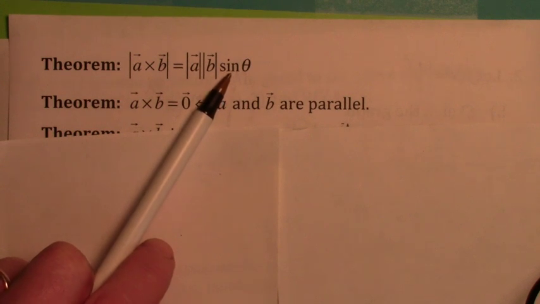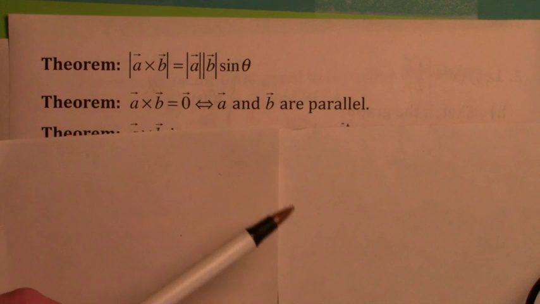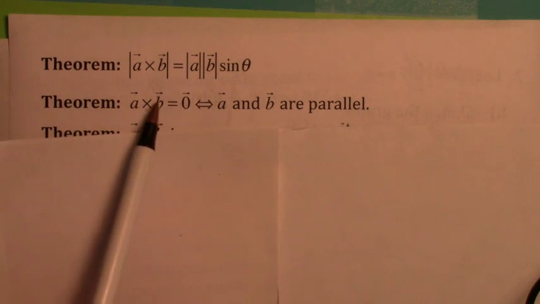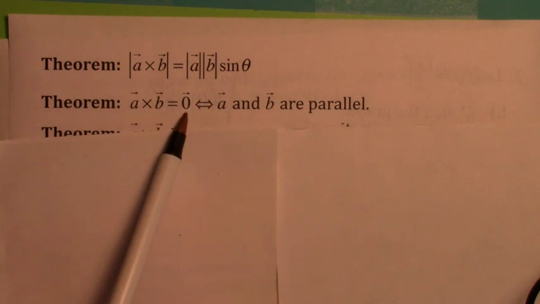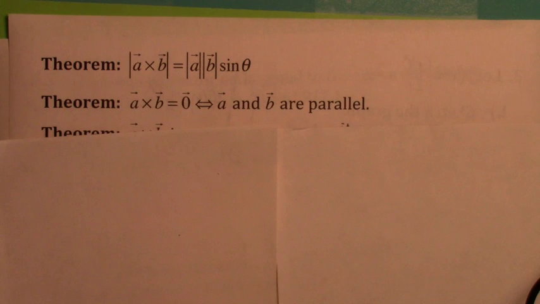The sine of theta is 0 and theta equals 0 or pi, right? That means that A and B would have to be parallel vectors. Now it turns out we define the 0 vector to be parallel to every vector, so you can actually say this: the only time a cross product is the 0 vector is if A and B are parallel.